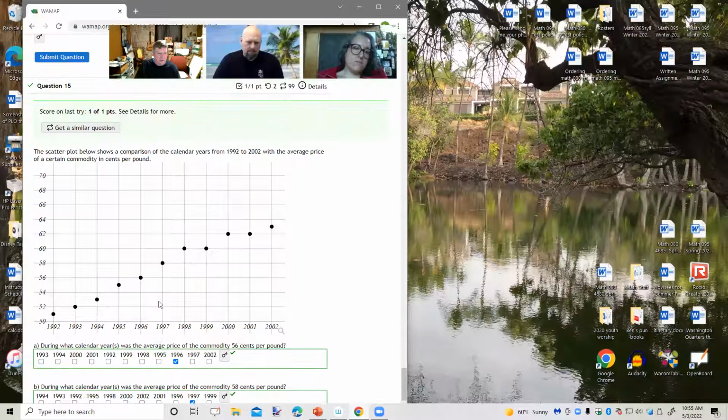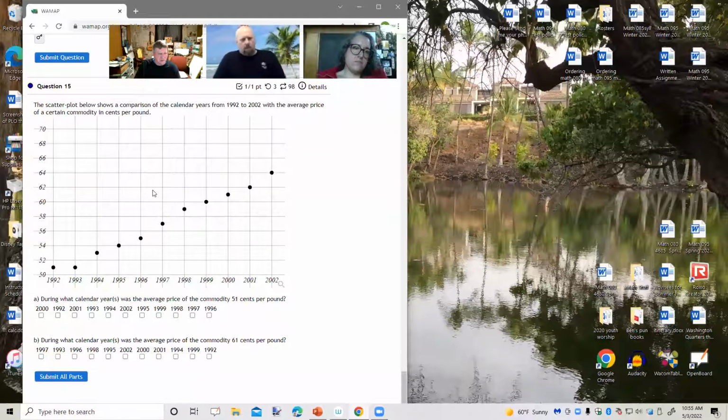Okay. I'm going to do another one of these. Sometimes there'll be two, here we go. For instance, yes, this is what I wanted. When is a commodity 51 cents per pound? Well, both 1992 and 1993. See there? And then during what calendar years was the average price 61 cents per pound, that would be 2000.